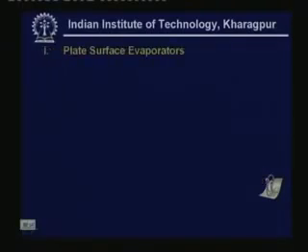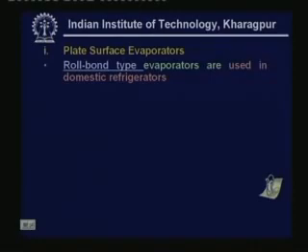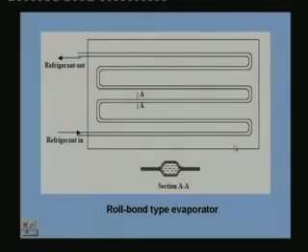Now let us look at plate surface evaporators. One type of plate surface evaporator is also known as roll-bound type evaporator, and this is normally used in conventional domestic refrigerators. That means not automatic refrigerators, but refrigerators in which defrosting has to be done manually. So let me show the picture of a roll-bound type evaporator. This is a roll-bound type evaporator.